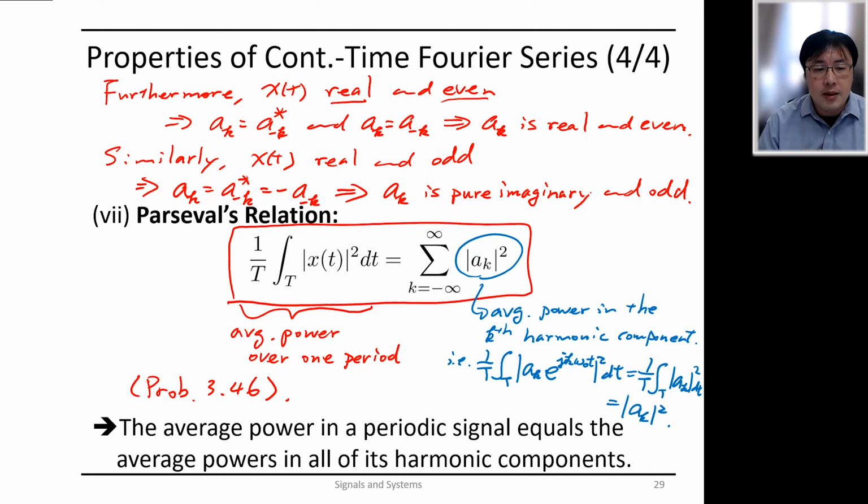But this relation has a very meaningful interpretation. It essentially tells you that the average power of the periodic signal is equal to the average power of all of its harmonic components. So this further validates the fact that this signal can be fully represented by a linear combination of these harmonic components.